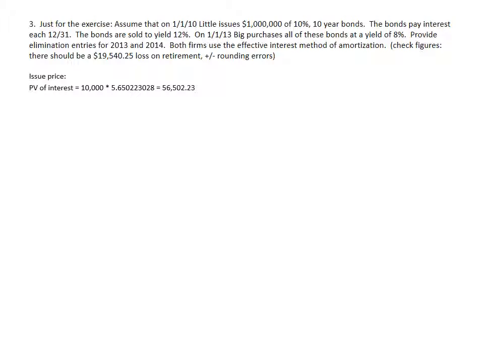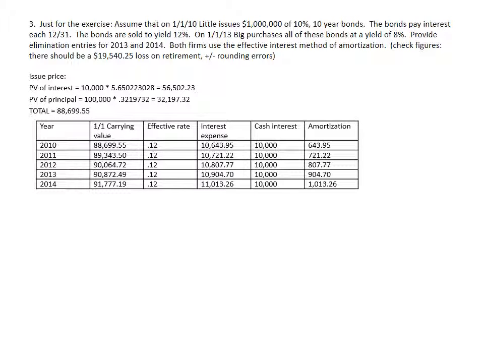Okay, first thing we have to do is figure out the issue price. Back on January 1st, 2010, what is the present value of those cash flows discounted at 12%, the yield when they were sold? The present value of the interest plus the present value of the principal gives us a total present value of $88,699.55. And again, this was what the bonds were issued for when Little issued them back on January 1st, 2010.